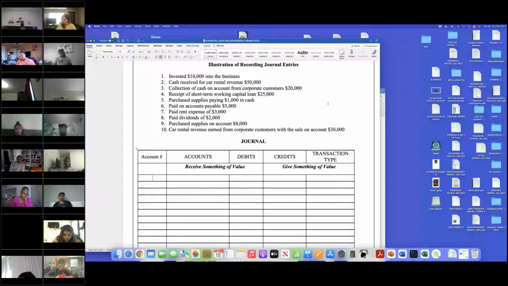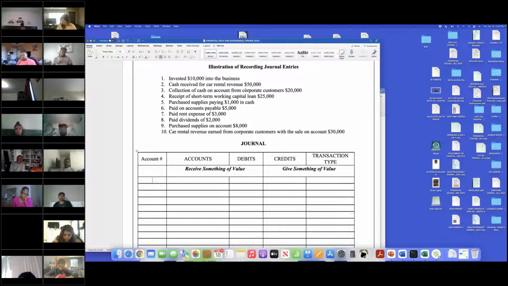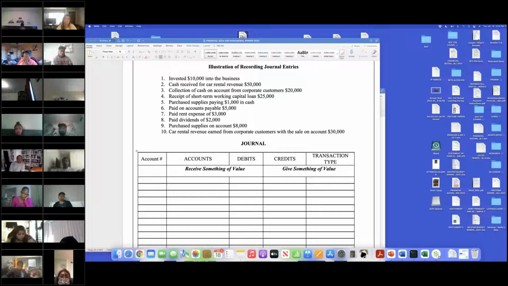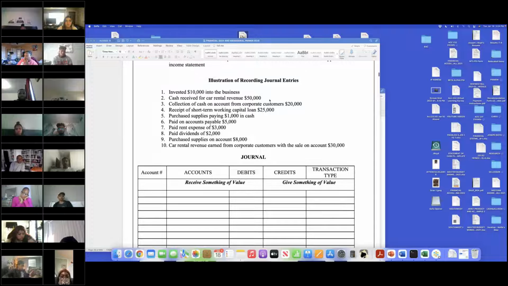Okay, so we invested 10,000 into the business. This is always the first transaction that we make, and I don't expect anybody to miss it, because this is the first journal entry. You invested 10,000 to the business. This is always the first thing you got to do. You can't start a company and get into financial things until you open a bank account.